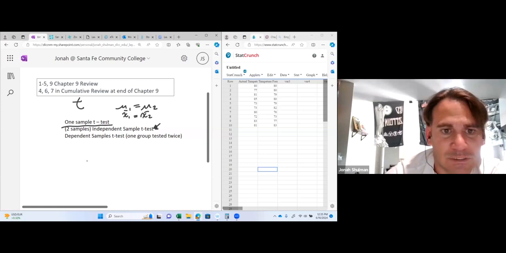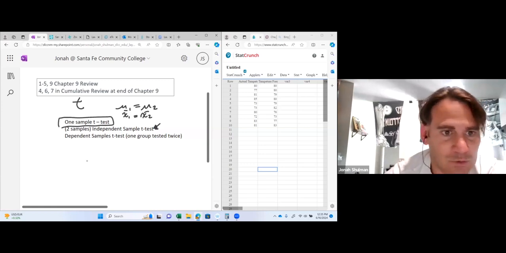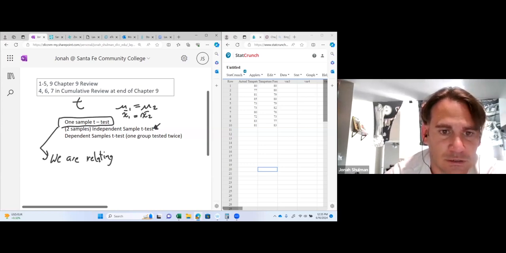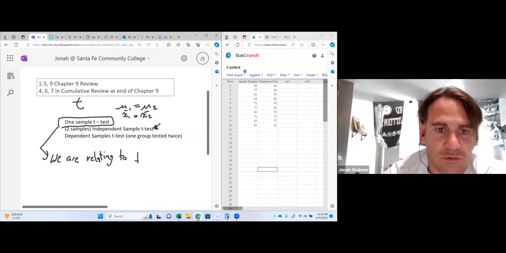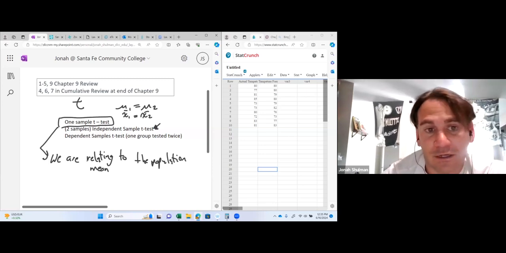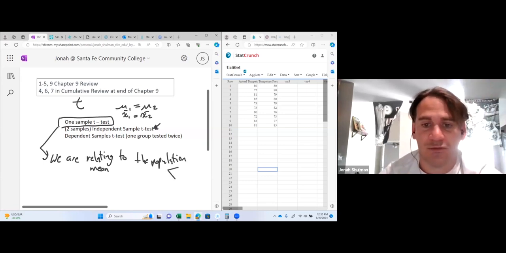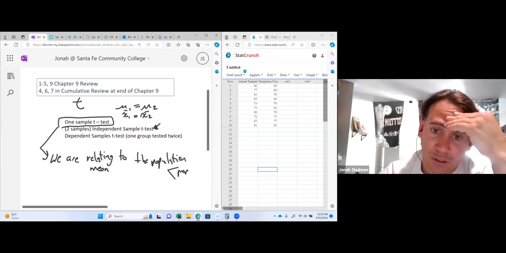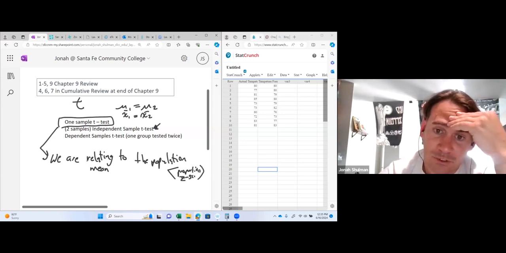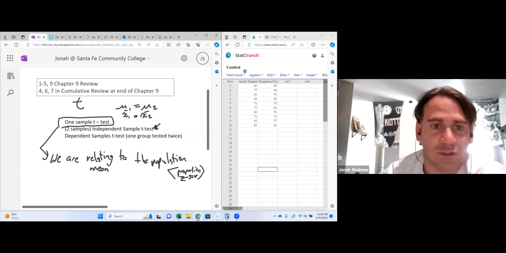But if we have a one sample t-test, basically what we're doing is relating it to the population mean. That's all we're doing. We're just taking our data and relating it to some population mean. It's almost exactly the same idea as we were doing for the proportions and the z-scores. That's all it really is. We're just using a different type of equation to do it. So that's the one sample t-test.